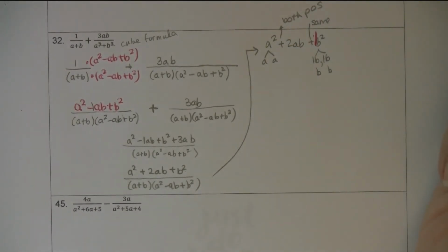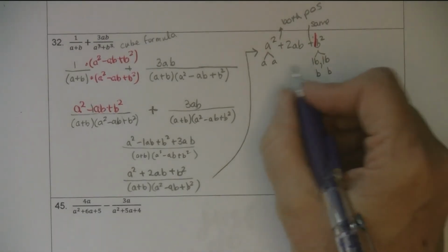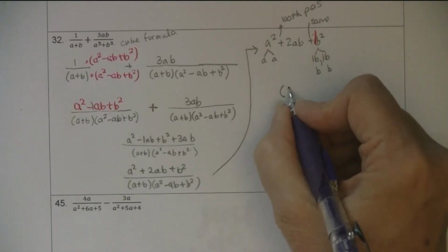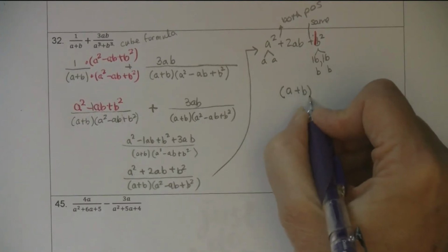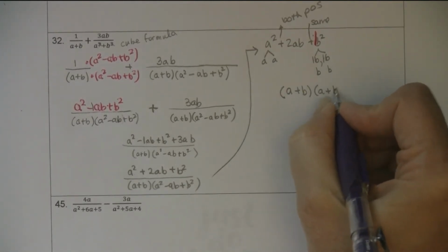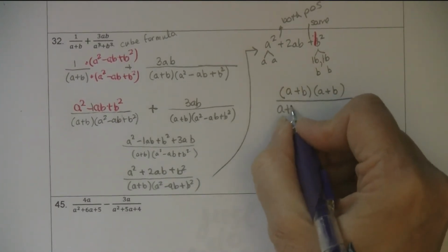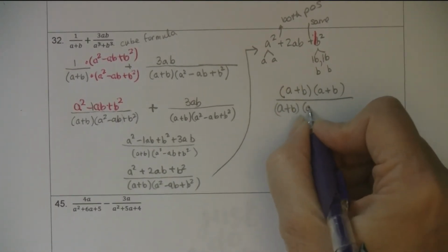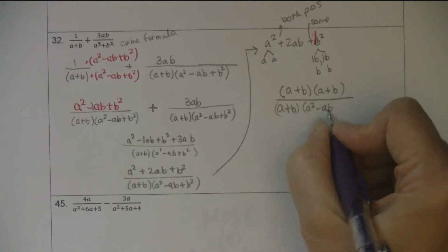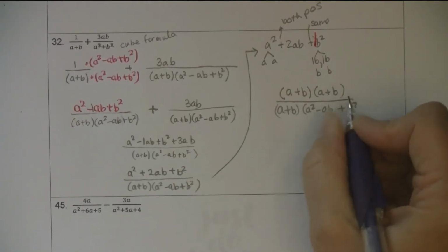Okay, so now we've got this factored, right? We're going to put this in our numerator. A plus b times a plus b. And then our denominator is still the same. A plus b times a squared minus ab plus b squared.